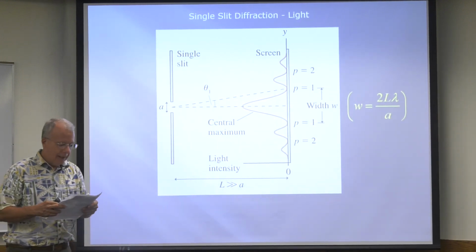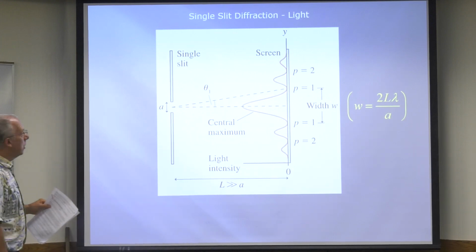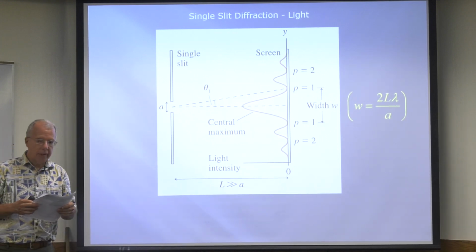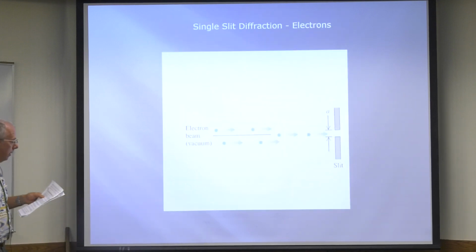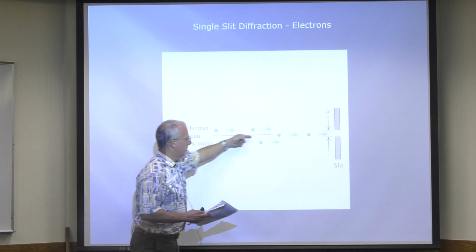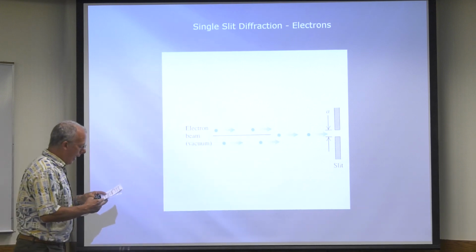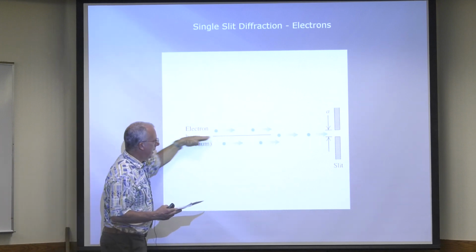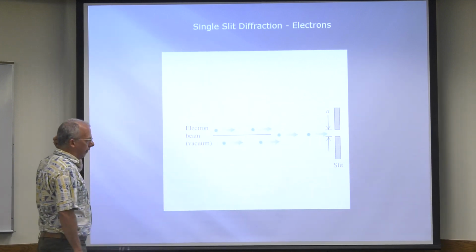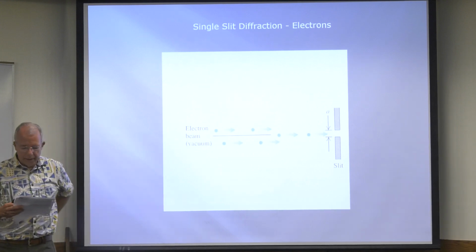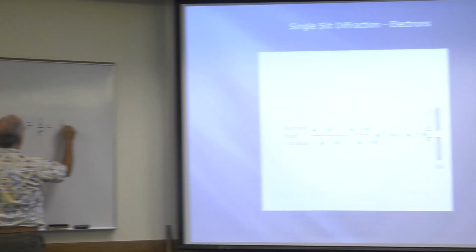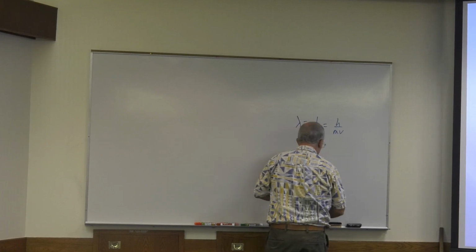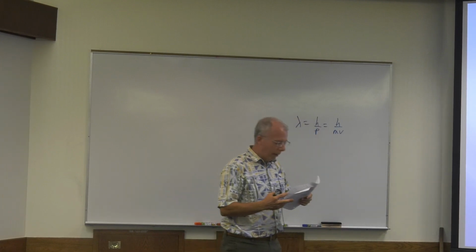Now what we want to do is the single slit diffraction experiment, but this time, instead of using light, we're going to use a narrow beam of electrons along the x-axis. Pretty much all the electrons have nearly the same direction and nearly the same speed. What does that mean? Remember, λ equals h over p, which is h over mv. So most of them have the same de Broglie wavelength.